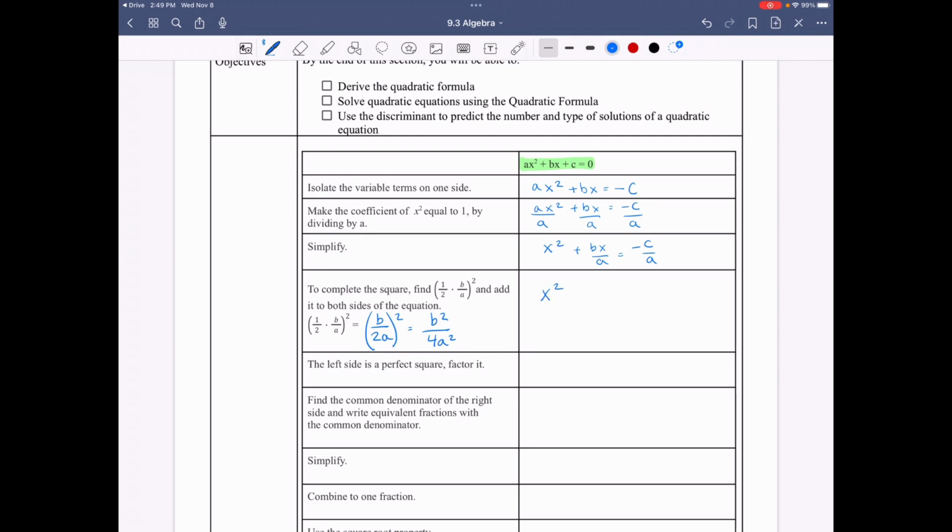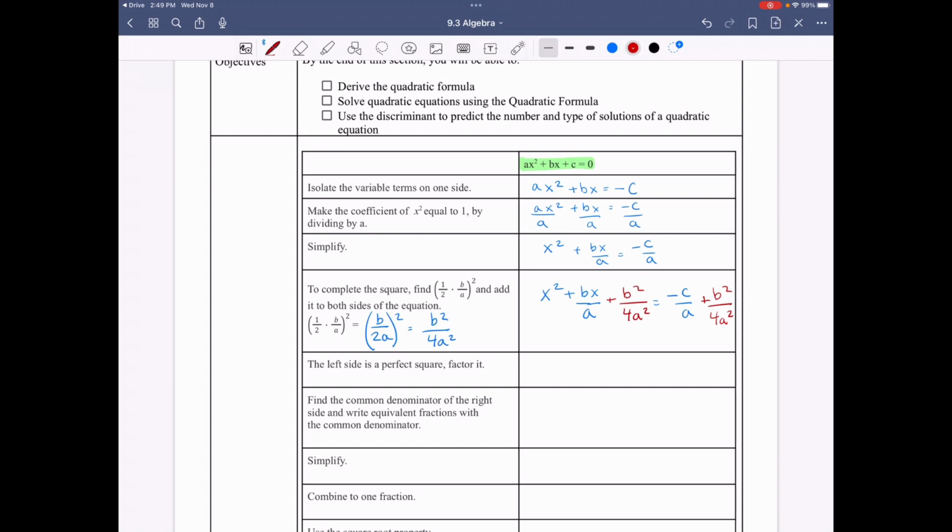So we have x squared plus bx over a, and then we're adding the b squared over 4a squared to both sides. Negative c over a, and then we have to add the b squared over 4a squared to this side. So we're just manipulating this equation around until we get just x by itself. And to do that, we had to complete the square, because that's how we solve when we're solving for x.